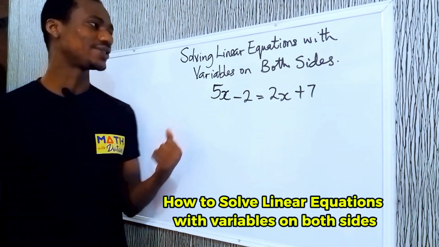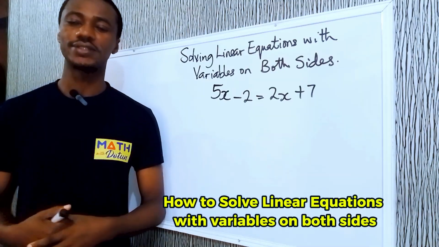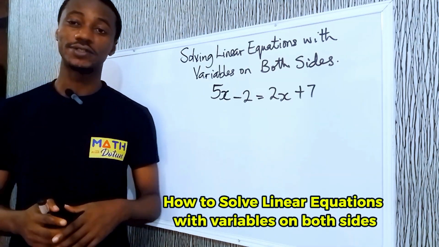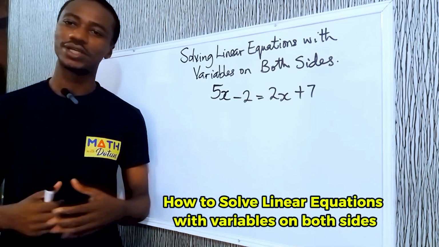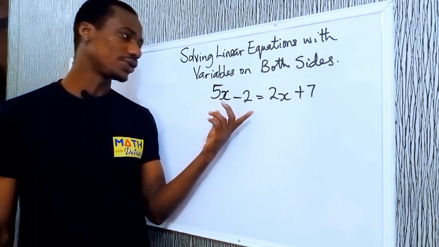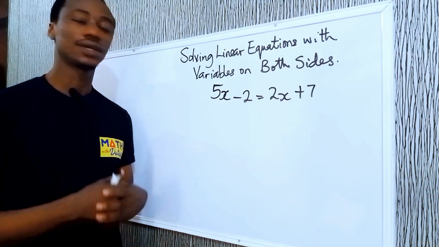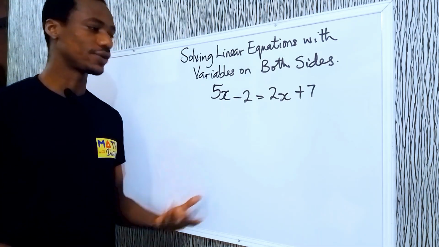We're still looking at linear equations with variables on both sides. If this is the first video you're getting to see, do well to check the playlist. We have other videos. So we're looking at this example: 5x minus 2 equals 2x plus 7. How do we solve this?